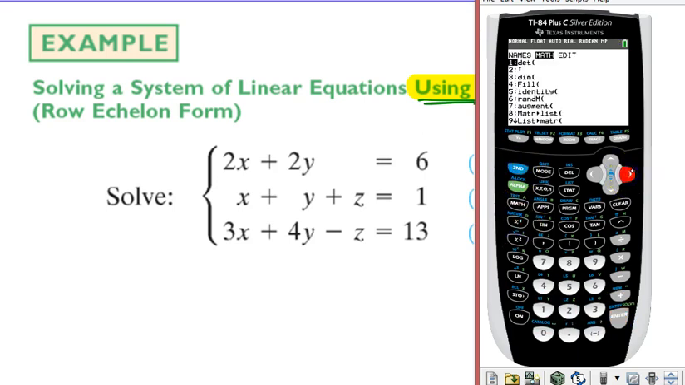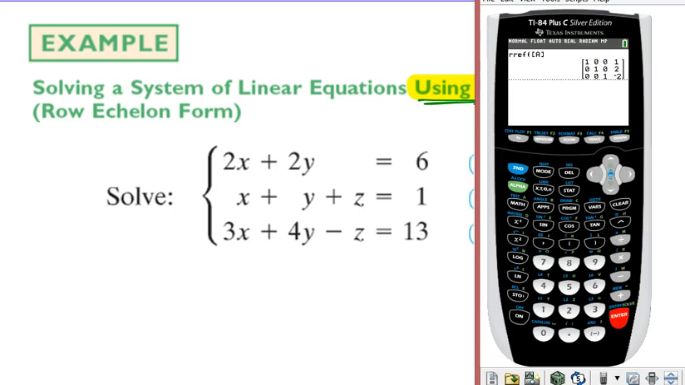Go under matrix, math. You can choose row echelon form, which is A, but if you just want to get the answer, sorry, I forgot to do quit. So hit second quit, then go to your matrix math. I'm just going to choose reduce row echelon. Pull up matrix A for the third time. And you can see it gives me nice answers. 1, 2, and negative 2.